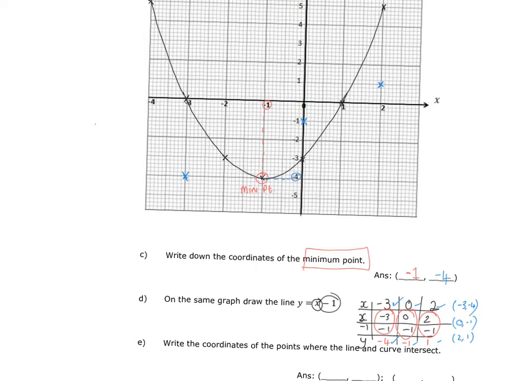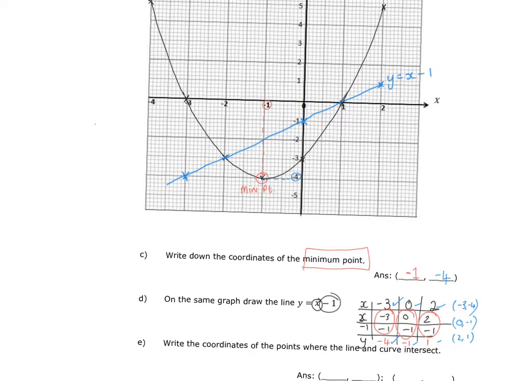Now on this one, I don't know how to use a ruler, so I'm going to do it freehand. Okay, that's our line y equals x minus 1.